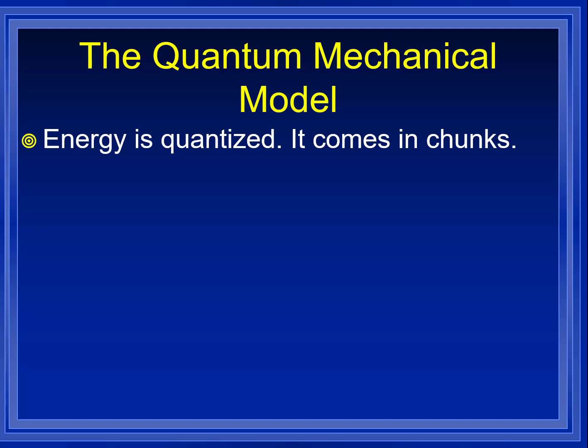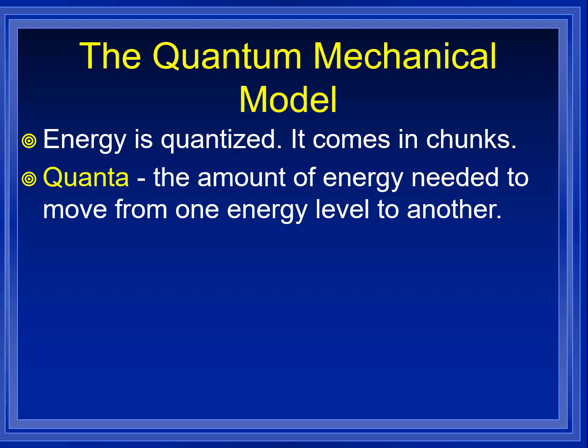So earlier we said that light was energy. Energy comes in little chunks called quanta. The quanta is the amount of energy to go from one energy level to another, which is not actually going from one ring to the other, but going from 1 whole wave to 2 whole waves, or from 2 whole waves to 7 whole waves.